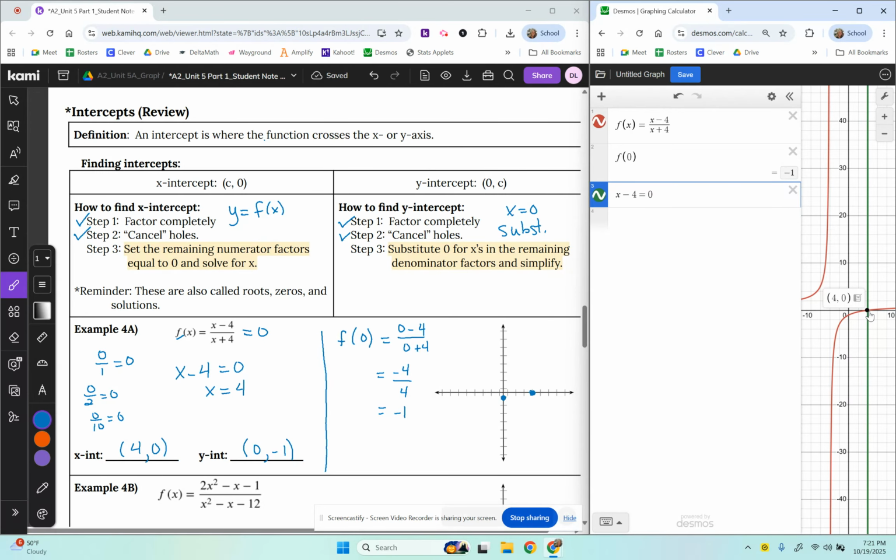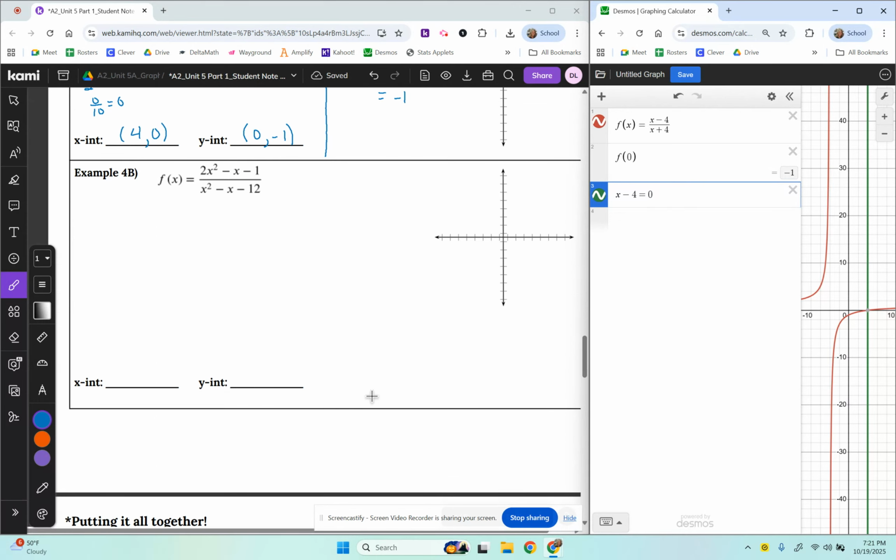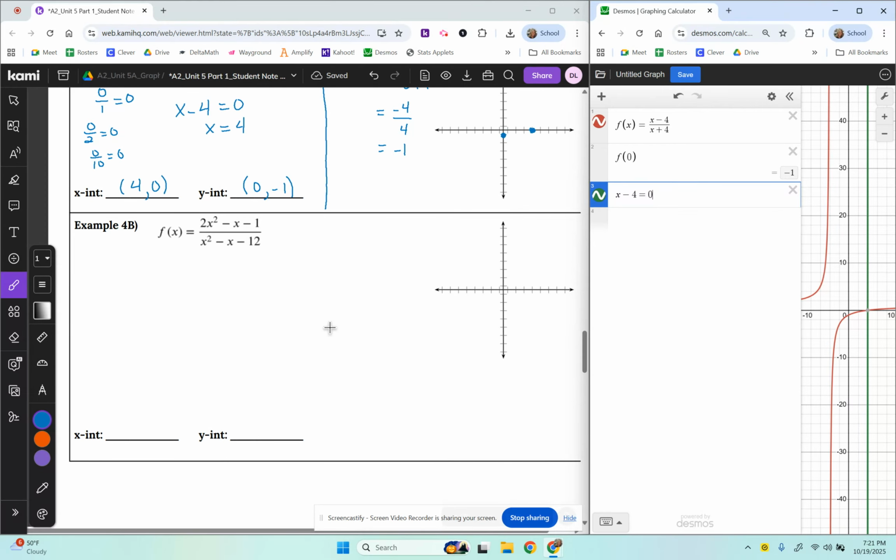We get this green line that tells us x equals 4. You should still show the algebra, but if you want to use Desmos to double check when we get into these longer, more complicated polynomials with higher degrees, you can definitely use Desmos to double check. Okay. All right, let's look at another example.